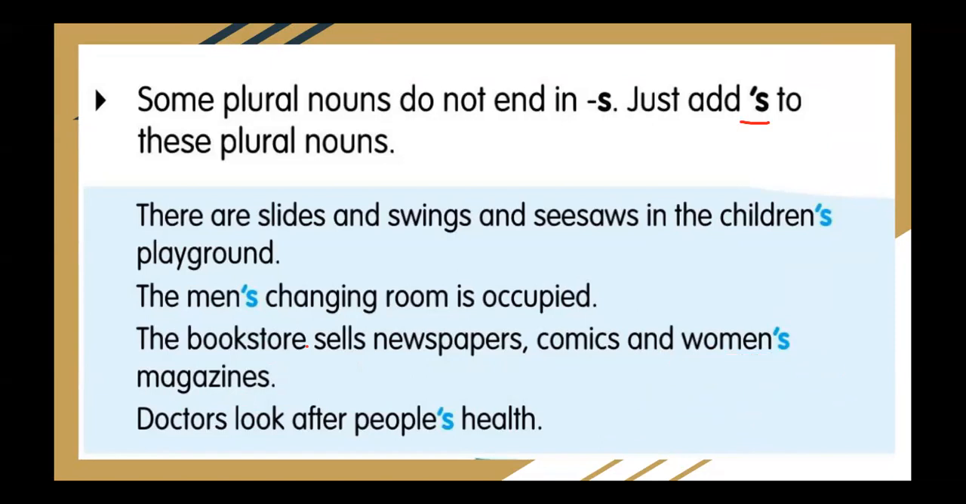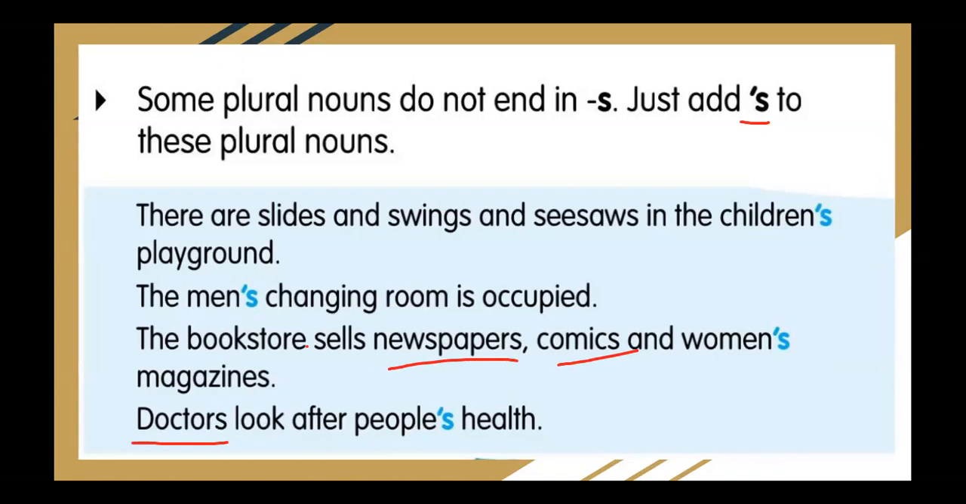Very good. Doctors look after people's health. So what have you noticed in these sentences? See, here doctors is mentioned, but with no apostrophe. Newspapers is also a noun, comics is also a noun, but these do not have an apostrophe. Why? Because they are not showing any possession. Why didn't we put an apostrophe after newspapers? Because it's not showing any possession, right?